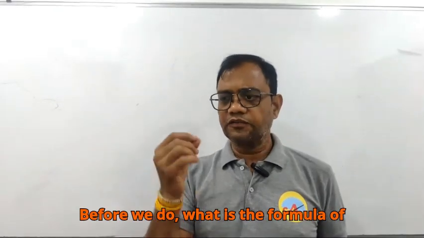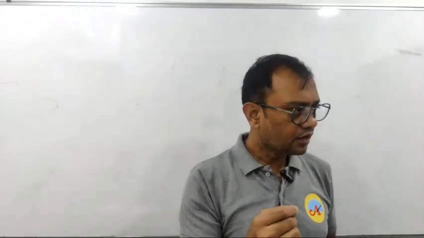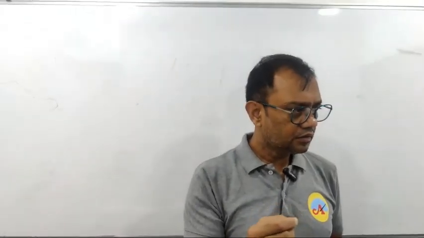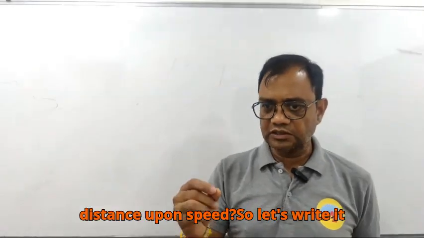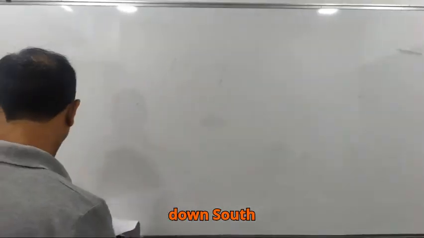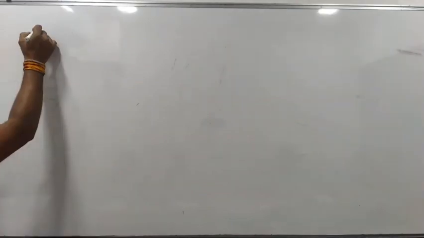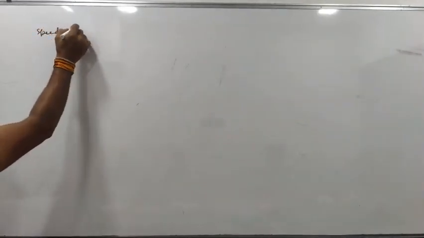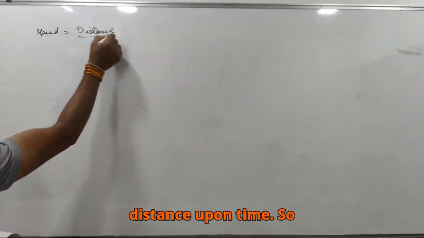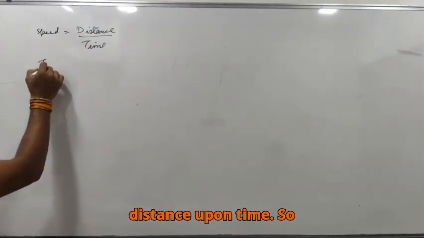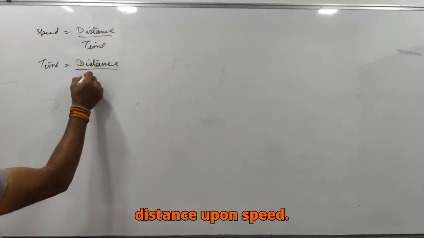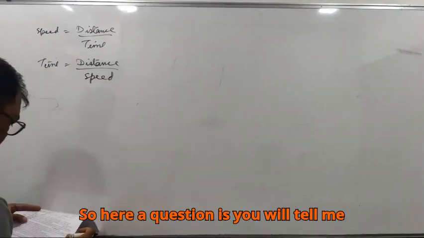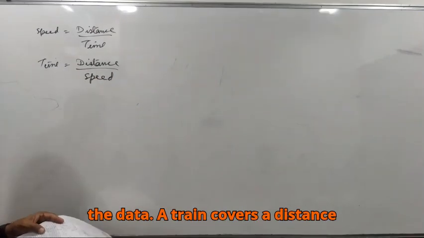Before we do, what is the formula of speed? Speed is equal to distance upon time. So what is the formula of time? Time is equal to distance upon speed. So let's write it down. Speed is equal to distance upon time. So time is equal to distance upon speed. So here a question is, you will tell me the data.